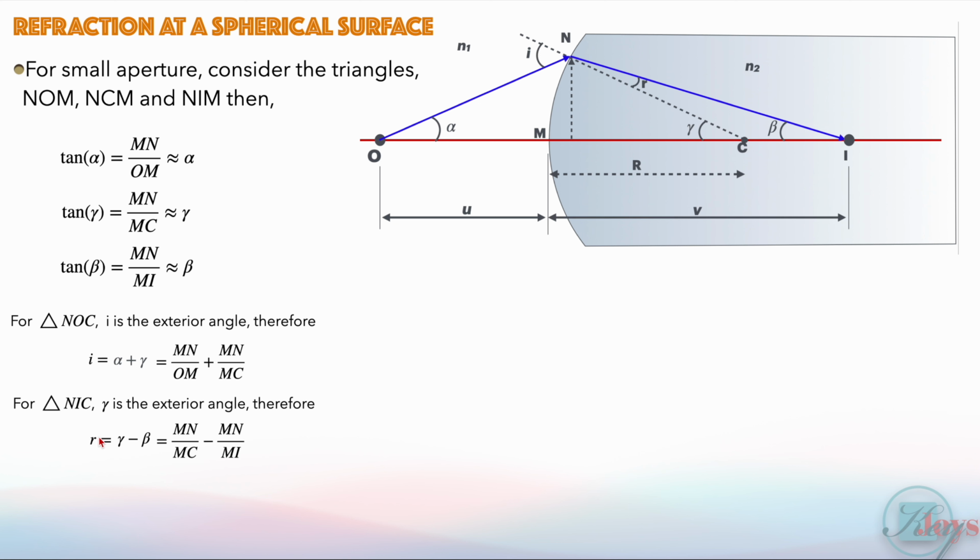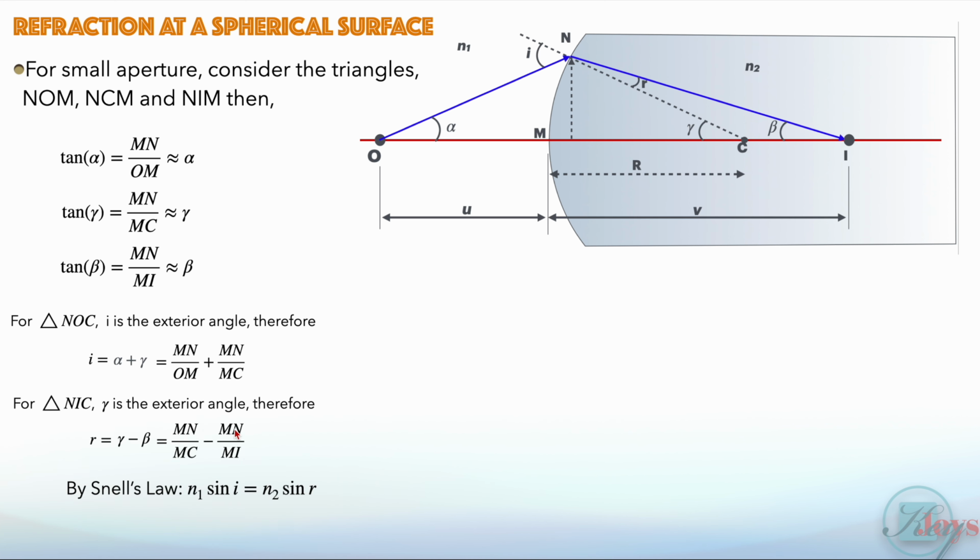Angle of incidence and angle of refraction, both we got now. Now let us apply Snell's law. Snell's law is what? N1 sin I is equal to N2 sin R. So N1 into sin of the angle of incidence is equal to N2 into sin of the angle of refraction. This is the standard equation for Snell's law. Now let us substitute N1 into sin of I. I is what? MN by OM plus MN by MC. Similarly, R is what?